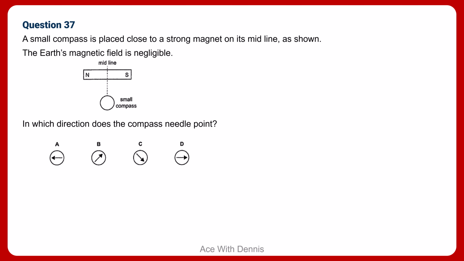The answer is D. We know that the magnetic field will point out from the north pole of the magnet, and it will loop back to the south pole. So the needle of the compass will point in the direction of the magnetic field. Hence, for this case, it will point to the right. Therefore, the answer is option D.